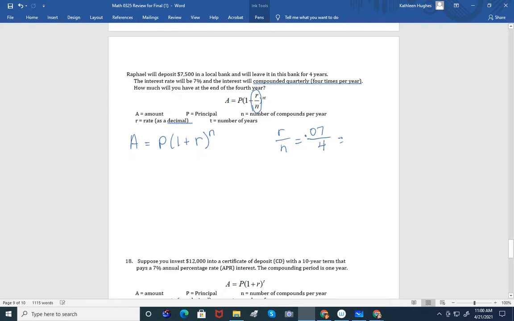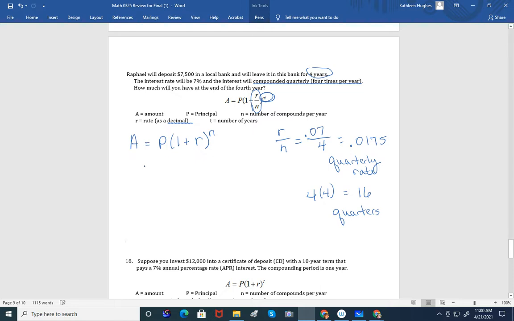So if you do 0.07 divided by 4, your quarterly rate is 0.0175. That's how I did it. I went with just putting in the quarterly rate. So that's the quarterly rate. And then this number, NT, is the number of quarters. There are 4 quarters per year times how many years? 4 years. So there are 16 quarters. So that's what they're doing here. They're multiplying N times T.